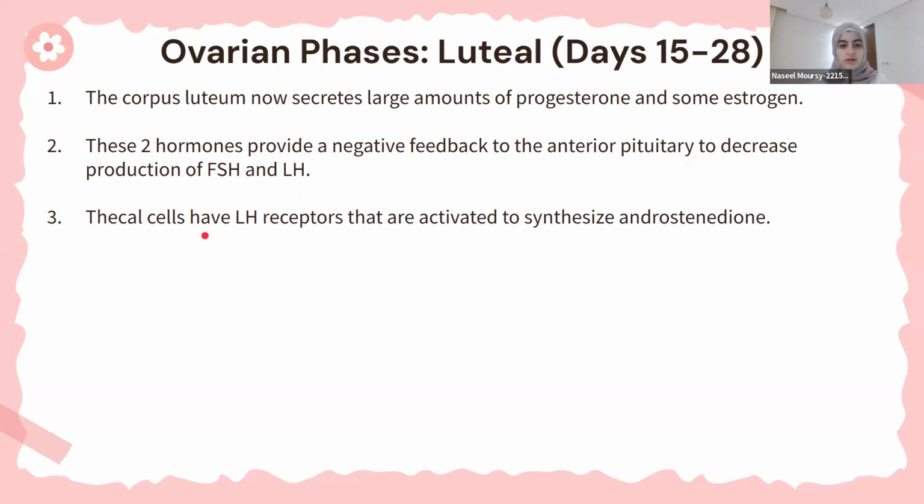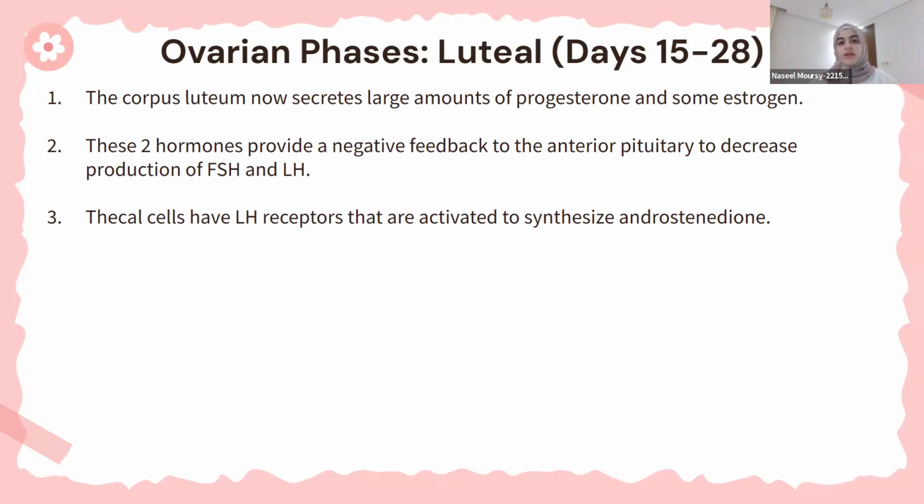Now another point that we mentioned is that LH mainly acts on thecal cells. So what do the thecal cells do? Thecal cells have LH receptors that are activated to synthesize androstenedione. Now, if you guys know, androstenedione is an androgen. However, this androgen will get converted to estrogen as well. Now, how does that happen? This androstenedione diffuses from the thecal cell to the granulosa cell, if you guys remember the structure, okay? It diffuses through the basement membrane into the granulosa cell, and then it's converted to estrogen by the enzyme aromatase.